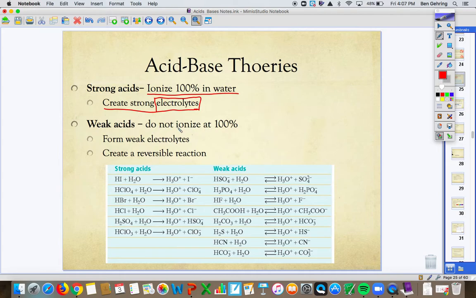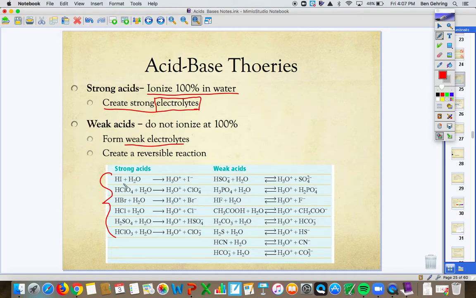Weak acids don't ionize at 100%. They form weak electrolytes, which do some partial conduction and create a reversible reaction, which we haven't looked at yet, but will in the future. There are 7 strong acids. So I will ask you to know these 7 strong acids. And everything else that is an acid is a weak acid.